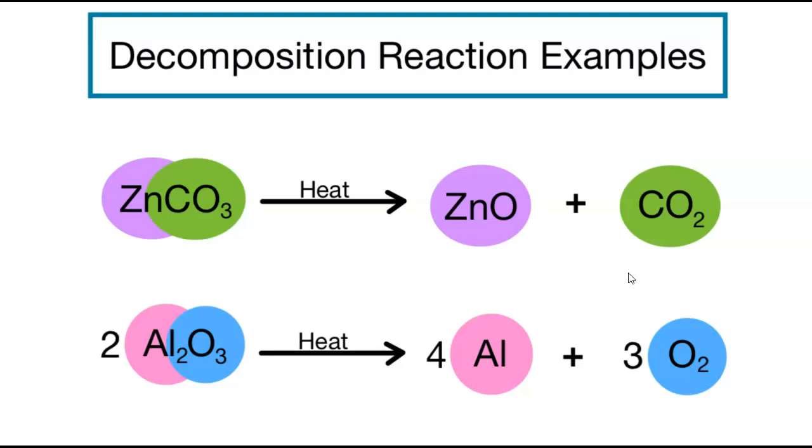An example of a decomposition reaction. We start with zinc, carbon, and oxygen all together, but then we break it up into zinc and oxygen and carbon and oxygen. Again, what you're really wanting to look for is on the reactant side, there are no plus signs. Then on the product side, there are plus signs, going from one group to two different groups. Same thing down here, going from one group to two different groups.